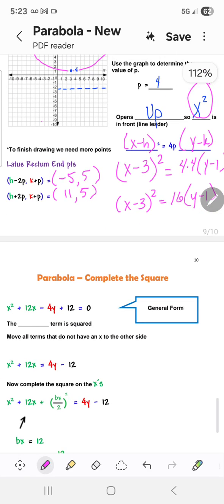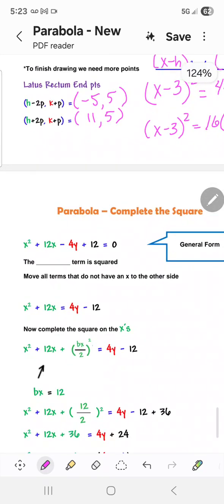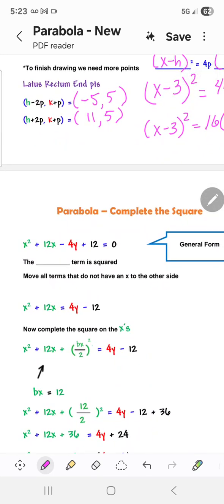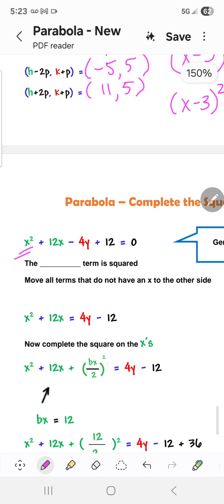Last thing we need to talk about with parabolas is completing the square, and this is everybody's favorite thing to do. However, the nice part with parabolas is we only have one term that's squared, so we only have to complete the square on one term, which is lovely. Let's take a look at this one. First thing you do is you say, who is squared? X, which means that everything that doesn't have an x needs to go on that other side. So we're going to do that. Move that negative 4y over. It becomes positive. Move that 12 over.